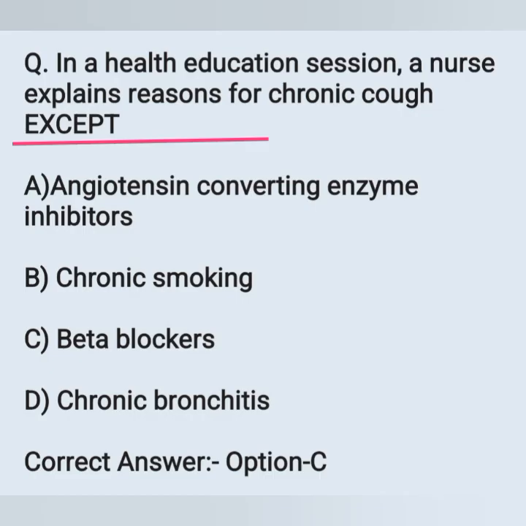First option, angiotensin converting enzyme inhibitors. For example, captopril, enalapril or ramipril are all examples of angiotensin converting enzyme inhibitors. The main side effects of ACE inhibitors are nausea, vomiting, diarrhea and persistent dry cough. Dry cough is one of the side effects of angiotensin converting enzyme inhibitors, so that will not be the answer. Then chronic smoking, cough will also come. Chronic bronchitis, cough will also come. But in beta blockers there is no side effect of cough. So that is the correct answer.